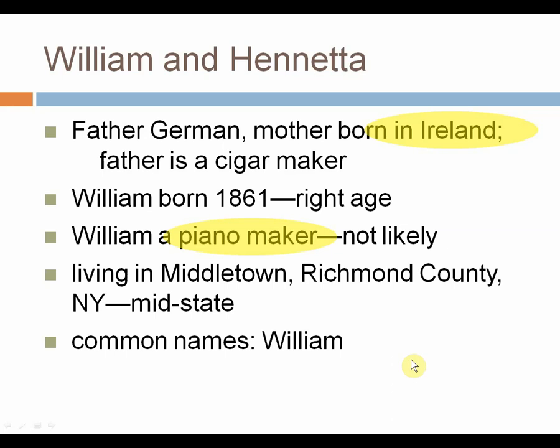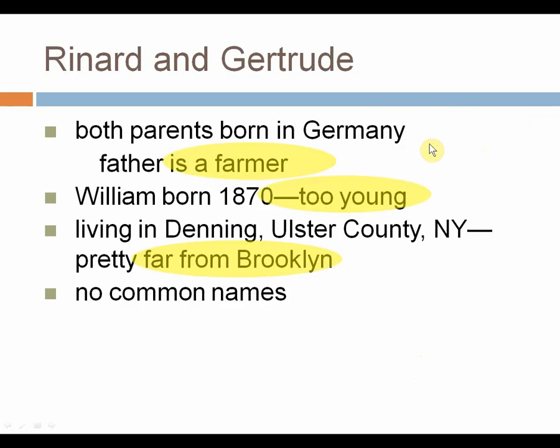We do have the consistency of the name William, though. But this business about the mother being born in Ireland really crosses this one out. Next we have Rinard and Gertrude. Again, both parents born in Germany. The father is a farmer, and we just don't have a family tradition of ever being in farming. We have strong urban roots.